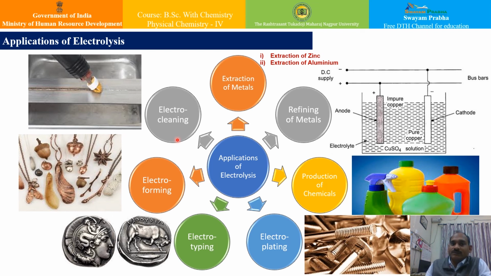Electroforming is another important process. This is another application of electrodeposition. Reproduction of objects by electrodeposition on some sort of mold or form is known as electroforming basically.